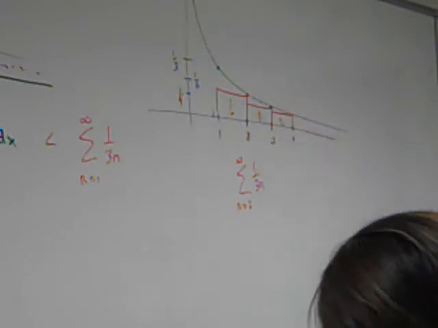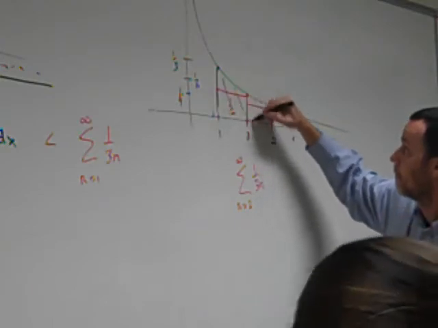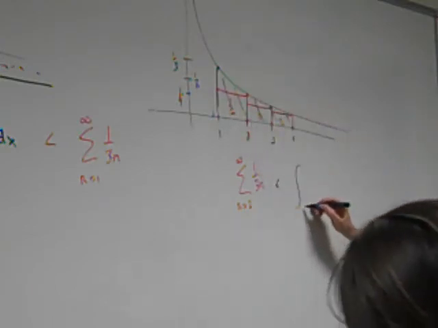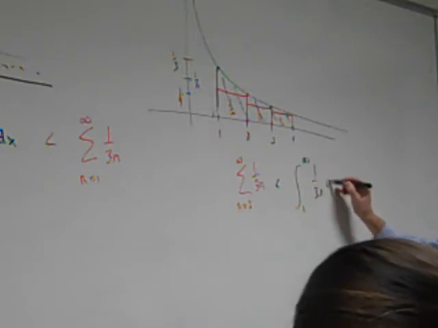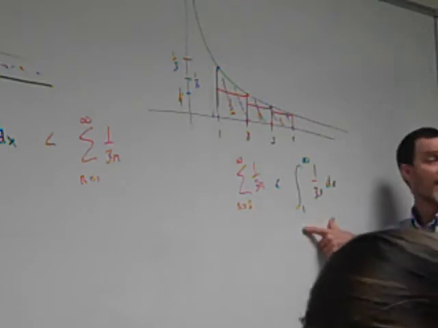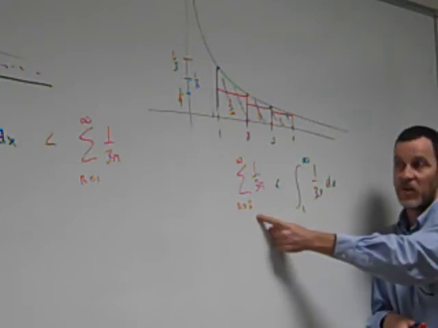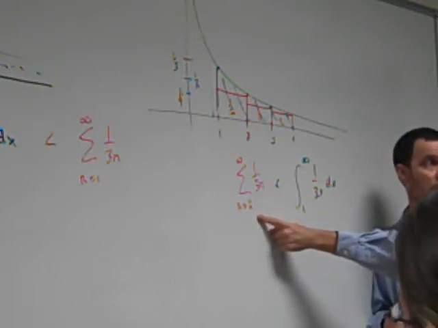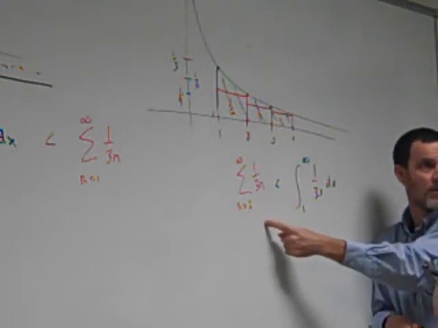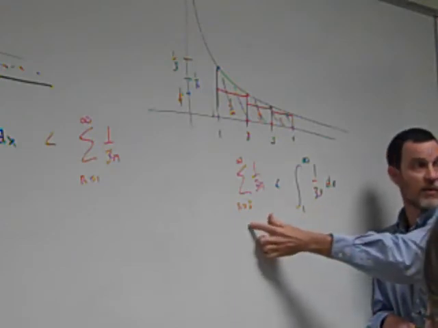Now, how does that compare to the area under the curve? It's less. Now it's less than the area from 1 to infinity of 1 over 3x dx. So if this were a finite number, what would that say about my series? It converges, right? Because it's got to be finite also. So if this guy were finite, then this one has to be finite too.